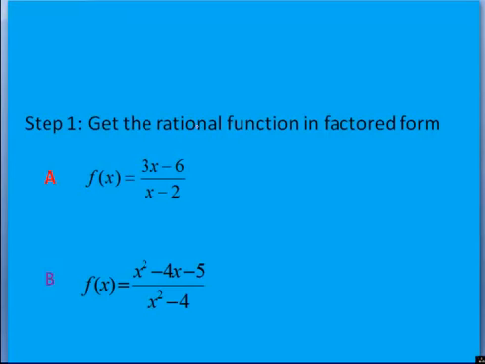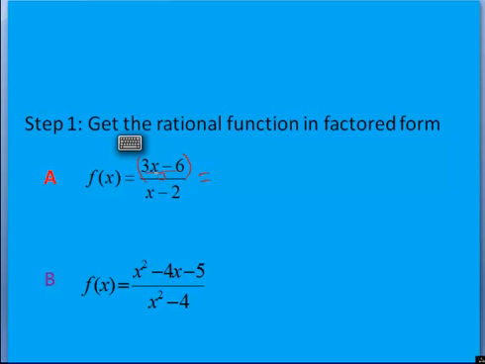So step one, we're going to get the rational functions in factored form. This is one of the ones that we're going to be looking at, and this is the other one, and we're just going to carry this all the way through and eventually graph these both. So for this first one, this 3x minus 6, what I want you to acknowledge is that on the top, we could factor this because there is a common factor in each one of these terms separated by the subtraction sign. There's a 3 that we could divide by both of these.